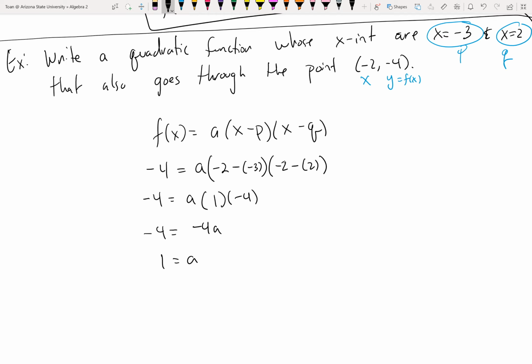So we got lucky here. We got a equals 1, but it doesn't have to be. It could be a number bigger than 1. Heck, it could be a fraction. It really doesn't matter. But once you solve for a, you're basically done. Remember, your final answer should be your original model with everything plugged in except f of x and x's stay as variables. So my final answer would be f of x equals the a value that we found, which was 1, x minus my p value was negative 3, times x minus my q value was 2.